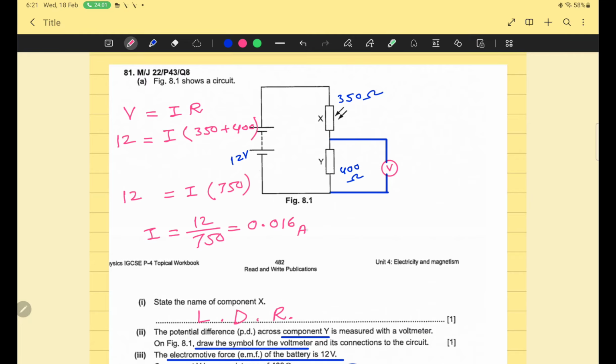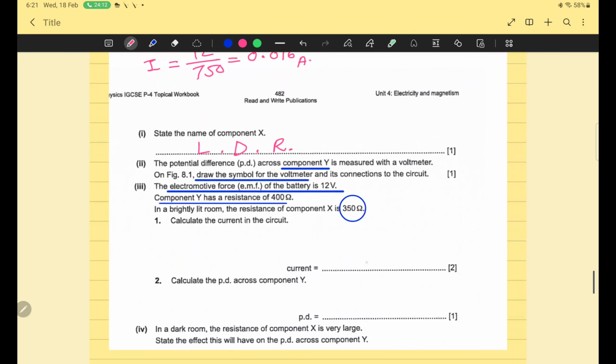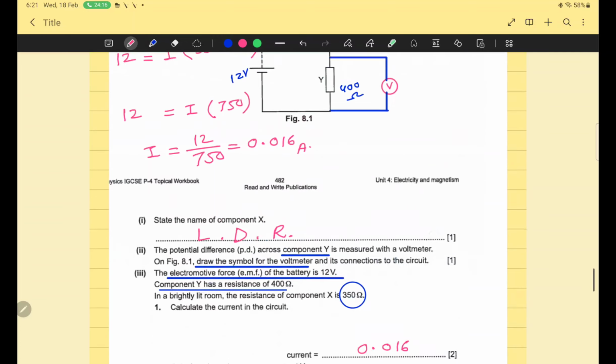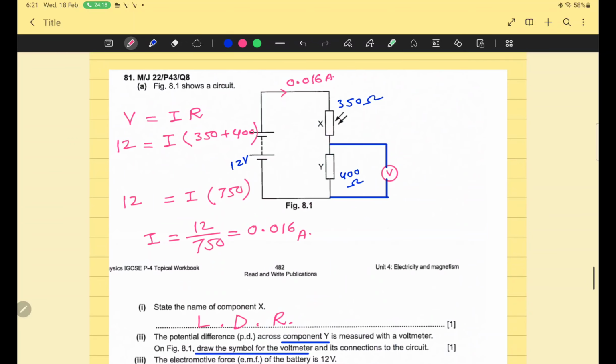0.016 ampere. So it is the total current. And you know in series the same current passes through each resistor. So if we have calculated the total current, the same current will be passing through each resistor. Same current through X, same current through Y.